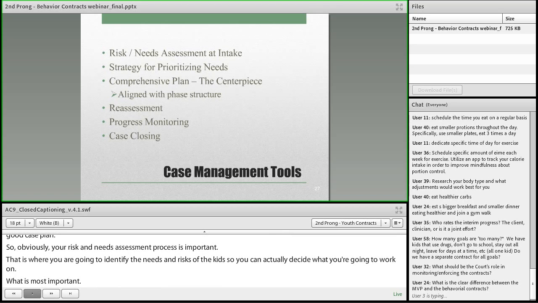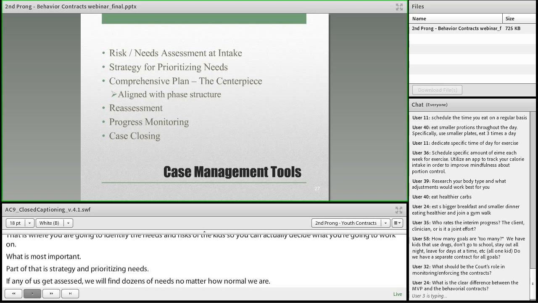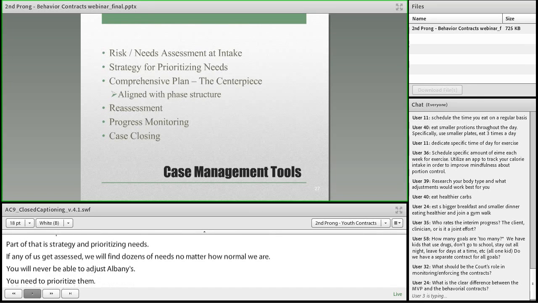So you're never going to be able to address all the needs of your kids, and you're going to want to prioritize them. I think the literature suggests that you might want to just limit what you're working on to 3, maybe 4 goals at any given time.